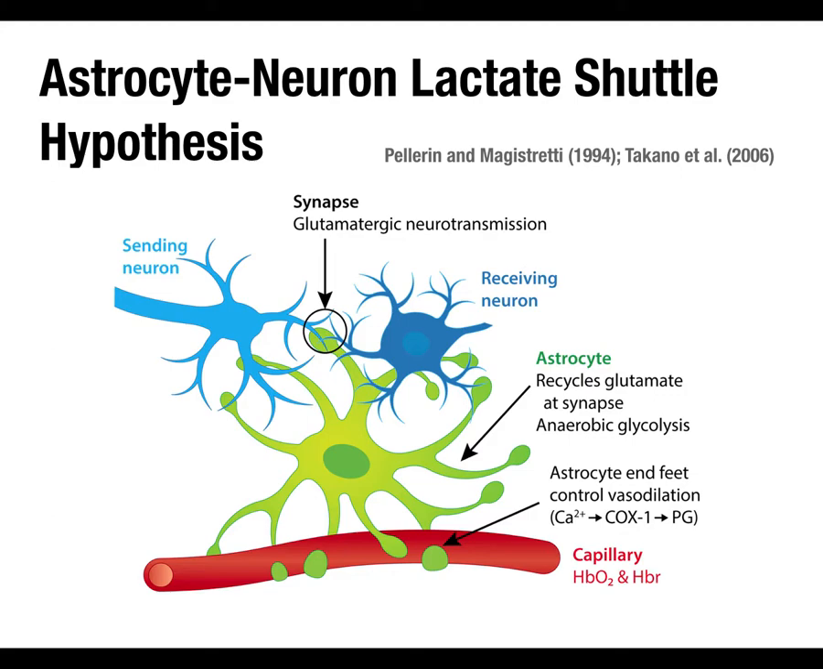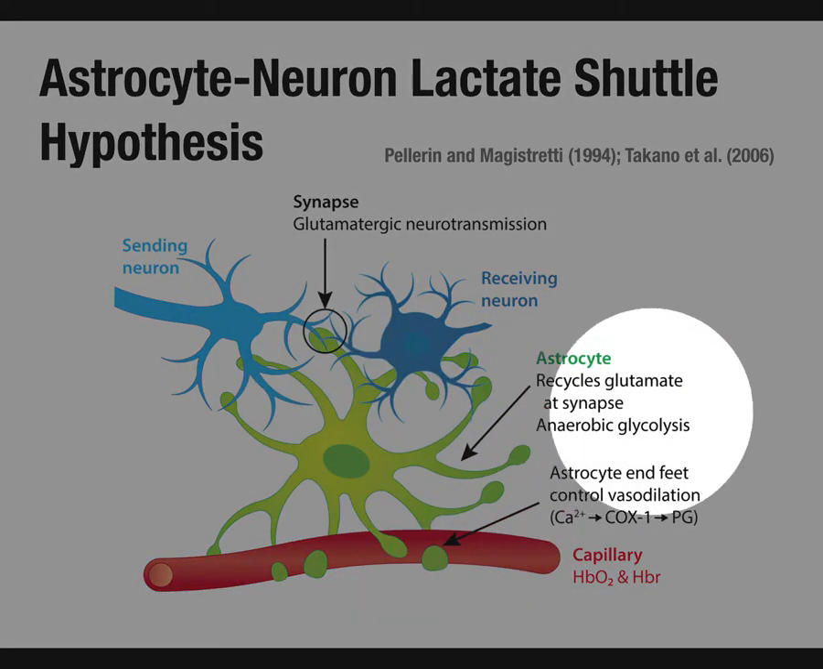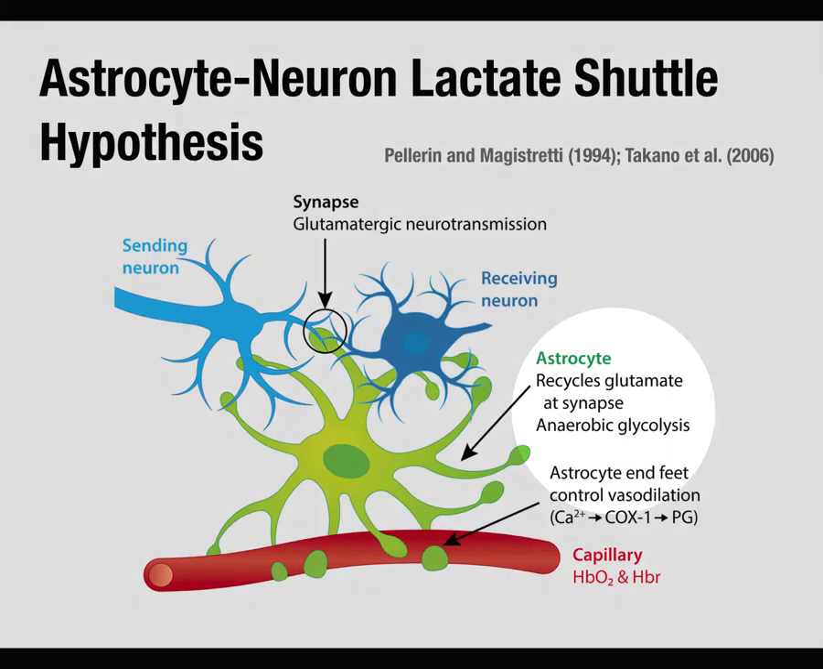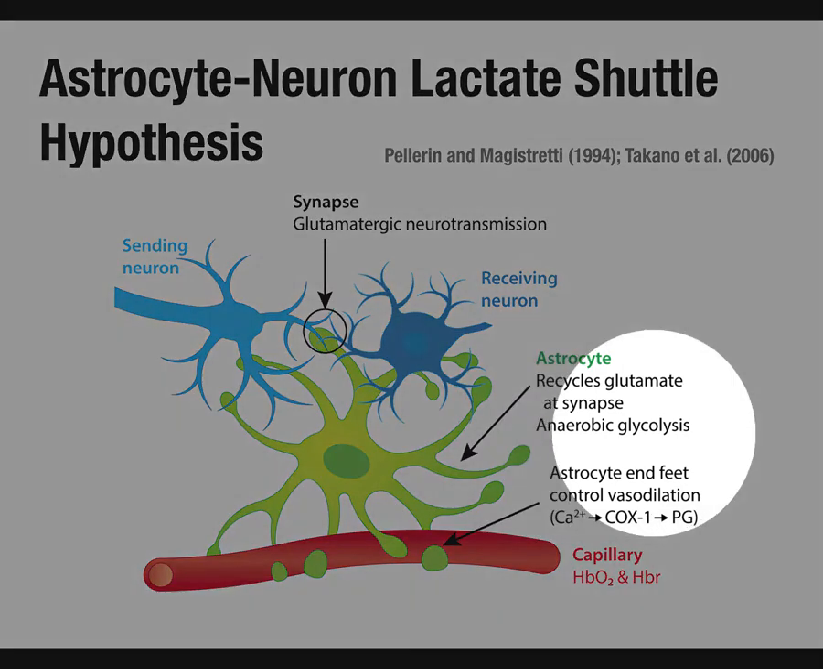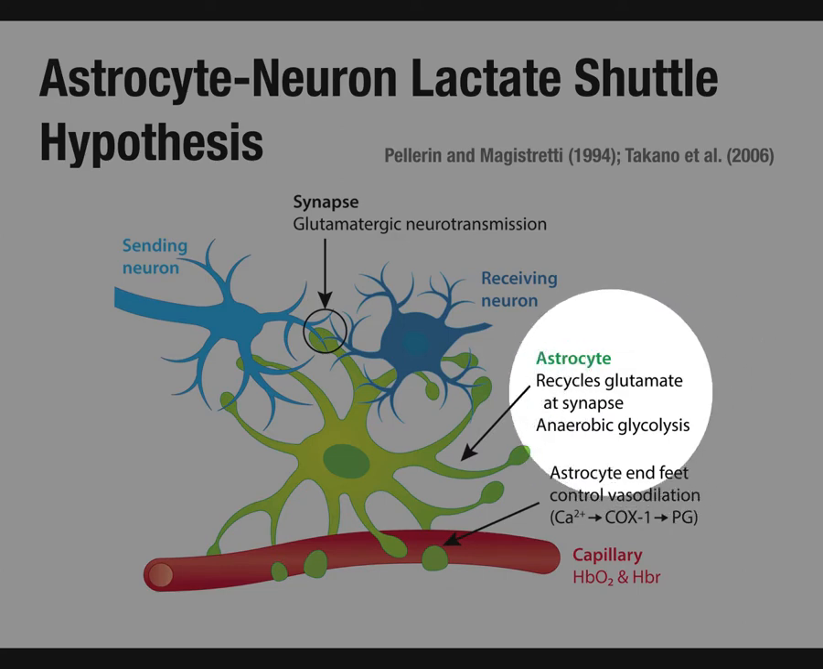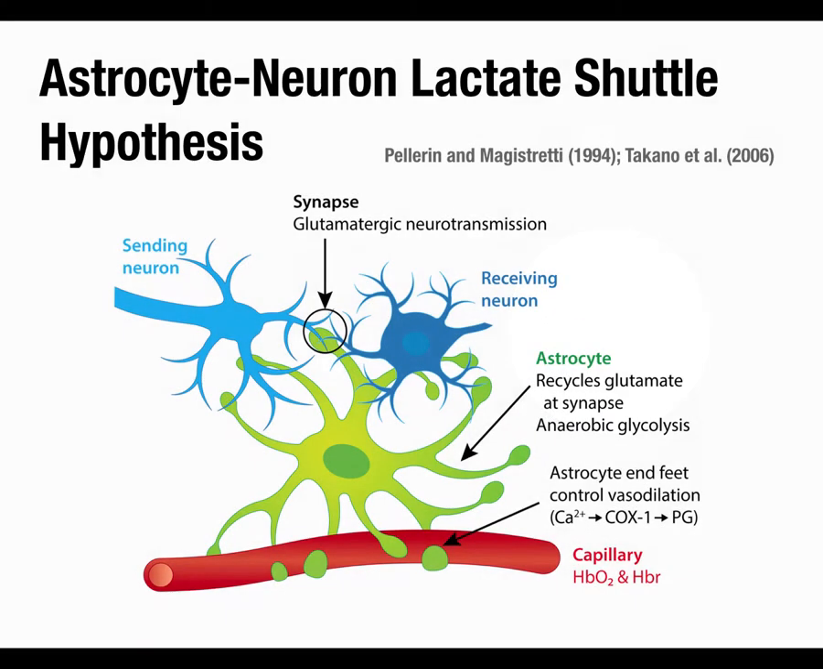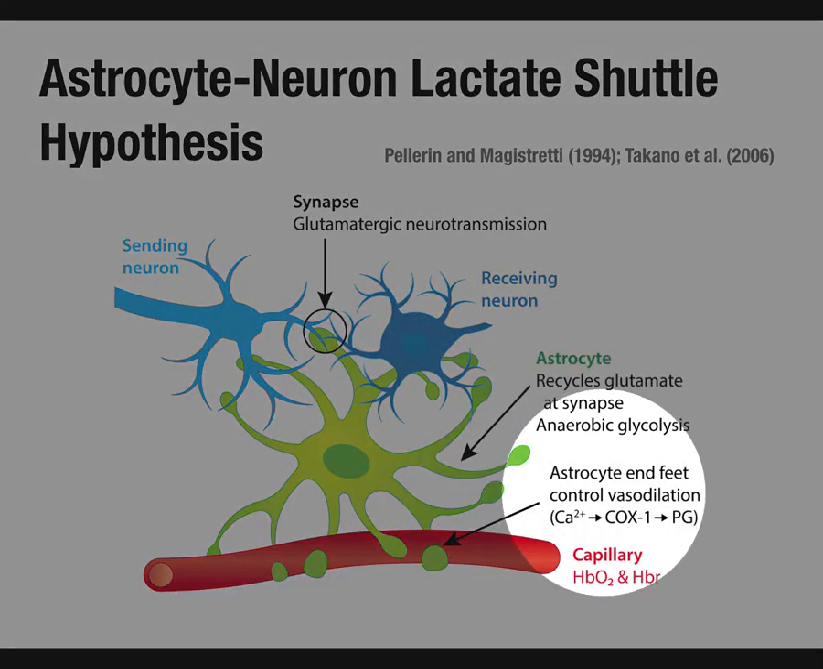In doing that, they rely on anaerobic glycolysis. That glutamate recycling step involves anaerobic metabolism, which is part of why there was evidence for anaerobic metabolism in some of the earlier studies. And within the astrocytes, that uptake of glutamate is actually a trigger for a whole different chemical cascade, involving calcium and COX-1 and then prostaglandin.